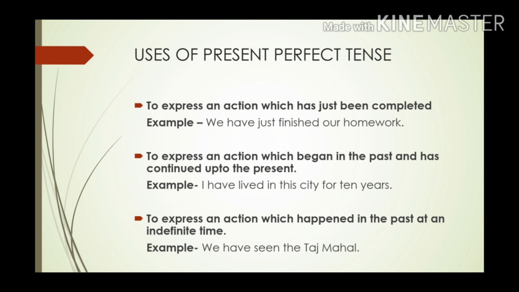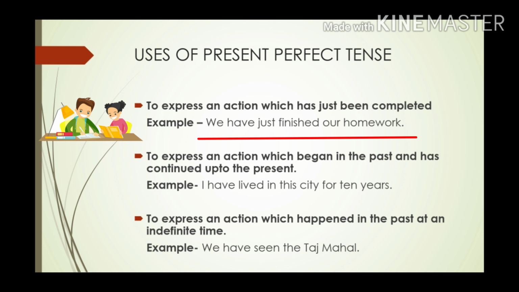Okay. Let's jump on to the uses of present perfect tense. Why and when do we use this tense? Firstly, to express an action which has just been completed. For example, we have just finished our homework. In this sentence, our homework has just been finished.